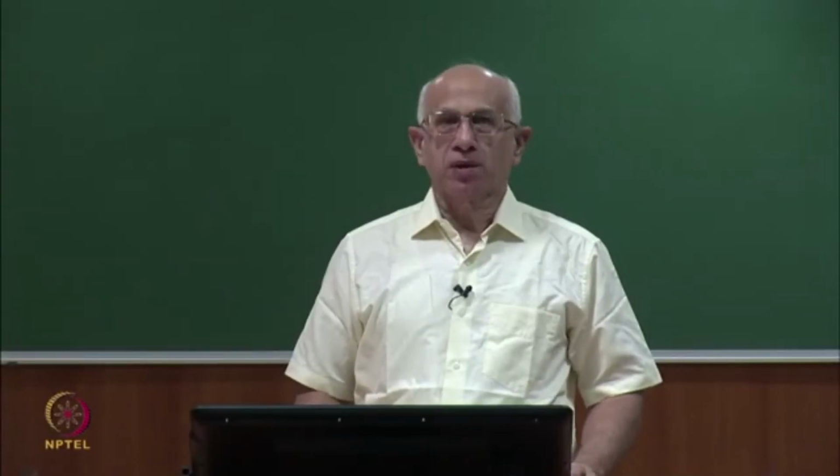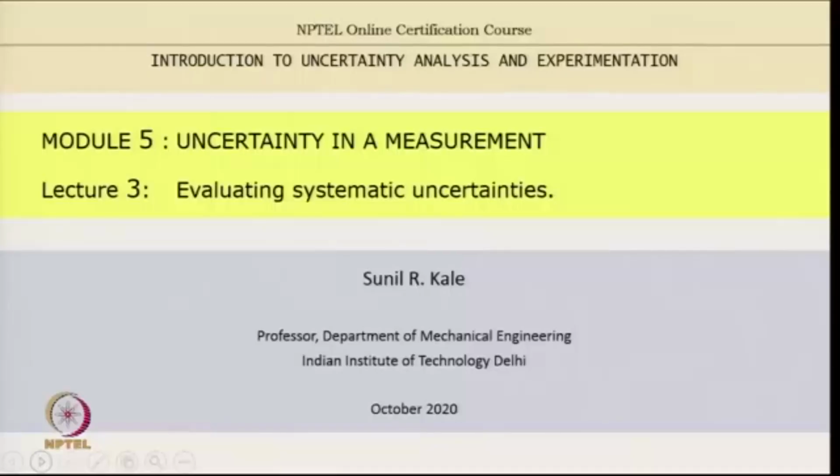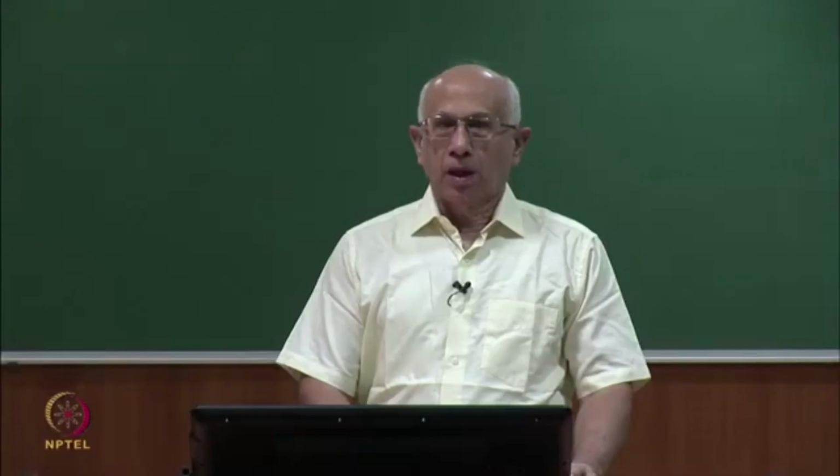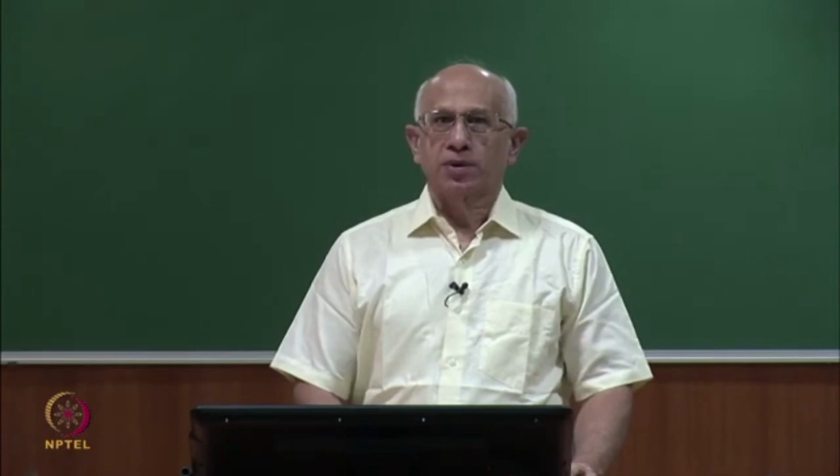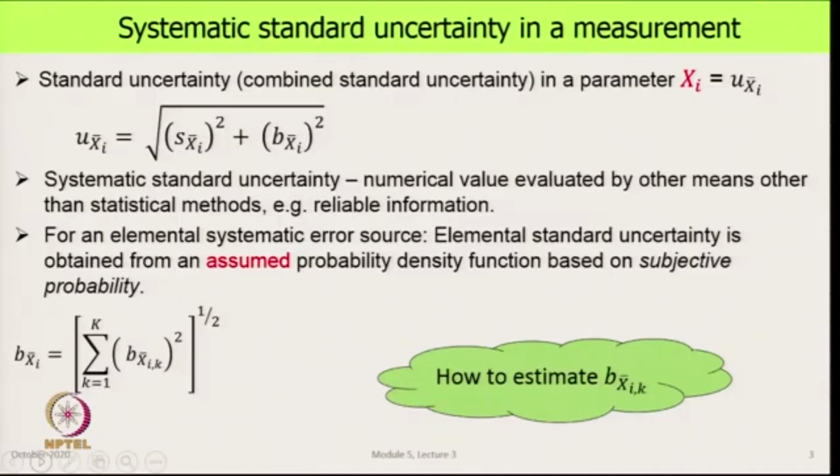Welcome to the course Introduction to Uncertainty Analysis and Experimentation. We are looking at module 5, which is uncertainty in a measurement, and today we will look at how we evaluate systematic uncertainties. To recap, we have said that the standard uncertainty or combined standard uncertainty in a parameter xi, which is u xi bar, is the square root of the sum of squares of the random and systematic standard uncertainties. We have already seen how to calculate SXI bar. Now, what remains is to find out techniques by which we can calculate BXI bar.